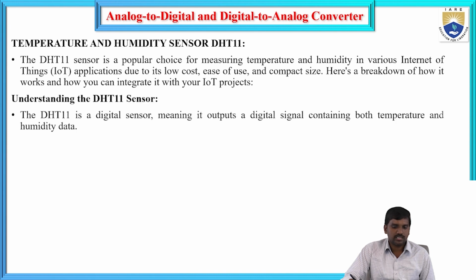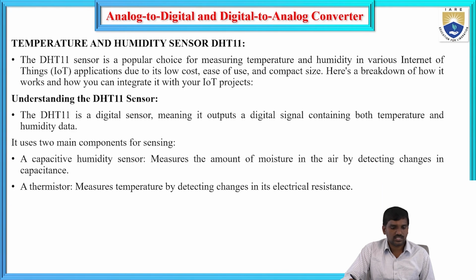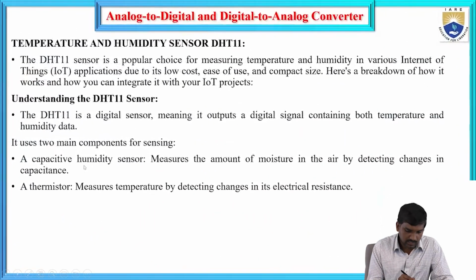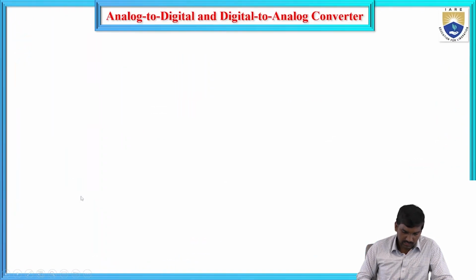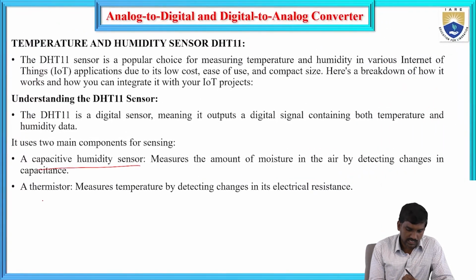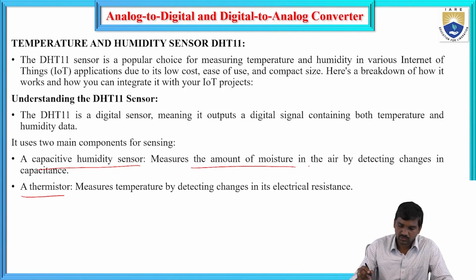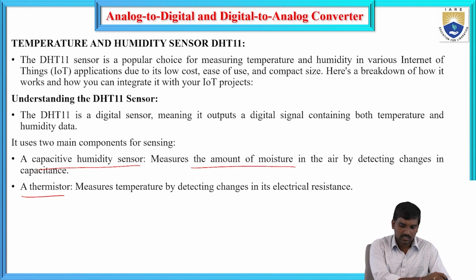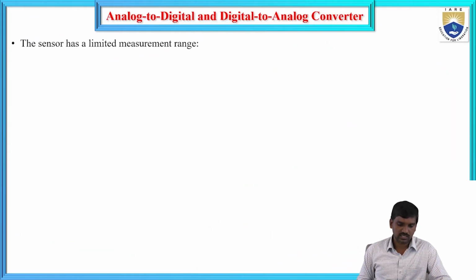Next, temperature and humidity sensor DHT11. These are the two main components for sensing here: a capacitive humidity sensor and a thermistor. The capacitive humidity sensor measures the amount of moisture in the air by detecting changes in capacitance, and the thermistor measures the temperature by detecting changes in electrical resistance. This is the understanding of the DHT11 sensor.